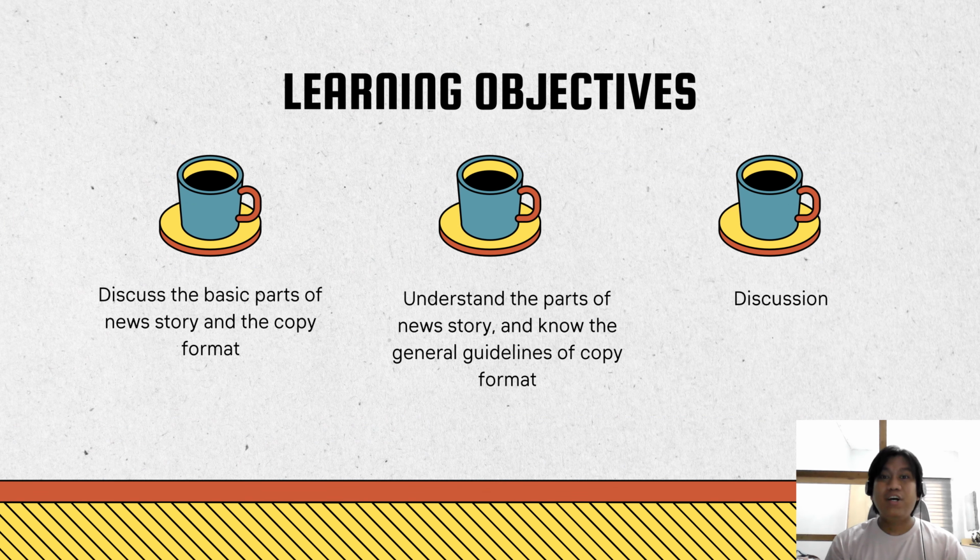Here are the learning objectives. First is to discuss the basic parts of a news story and the copy format. Next is to understand the parts of a news story and know the general guidelines of copy format. And lastly is the discussion.